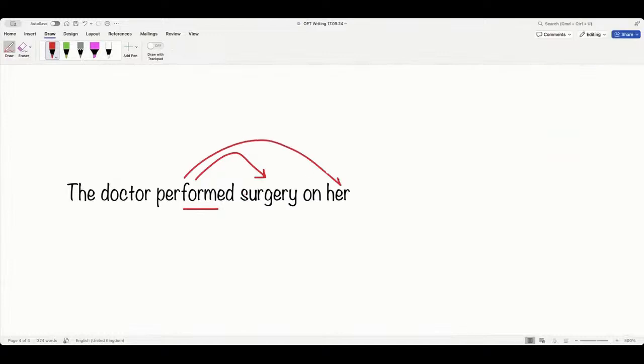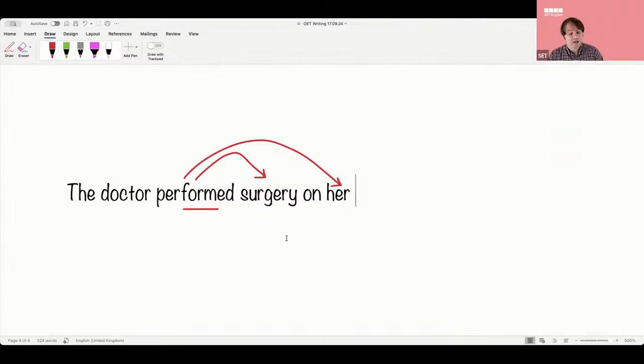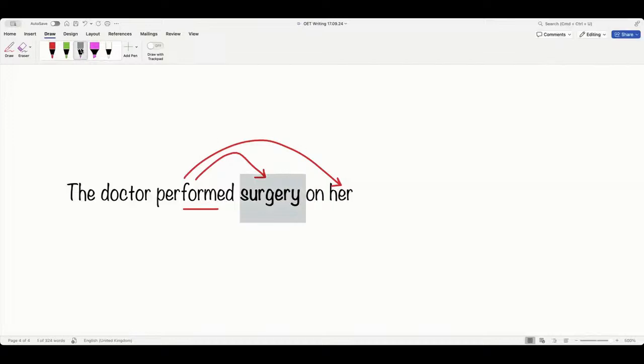Perform her? No. Does that make sense? I performed her. What does that mean? It doesn't make sense at all, right? So if I'm using passive, I can only start with this, because this is not the right verb. Does that make sense?